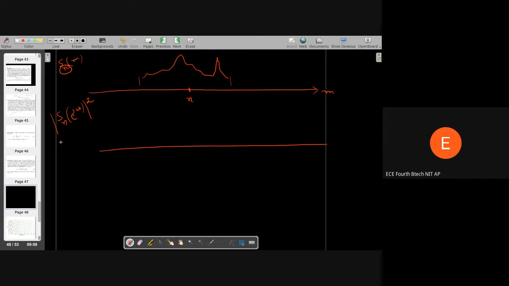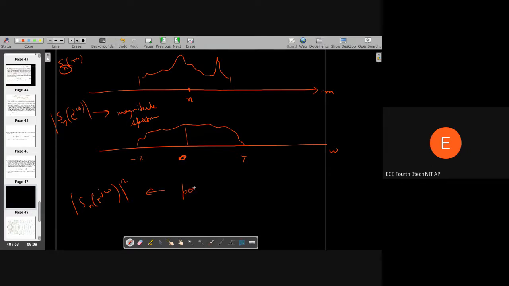If I take the magnitude, this is omega from minus pi to pi, which is the range for digital signals. This is your magnitude spectrum. If you take the square of that, this is called the power spectrum.